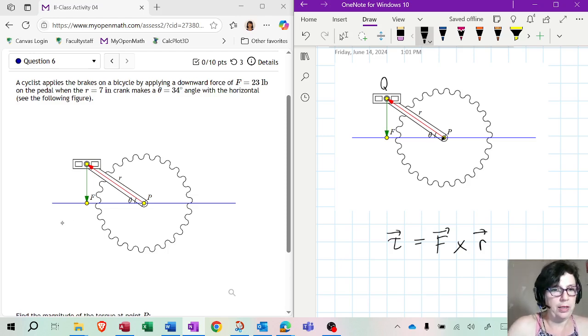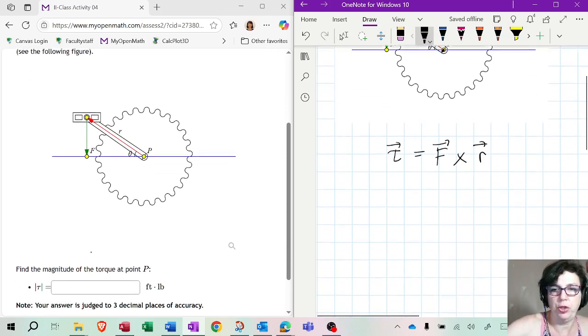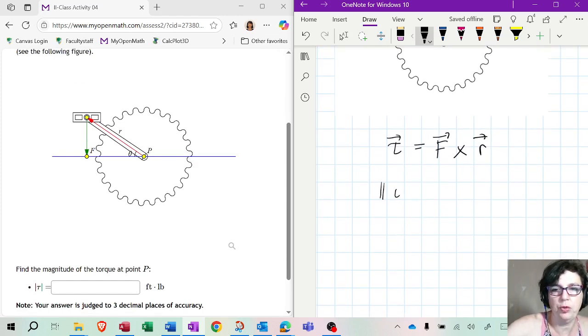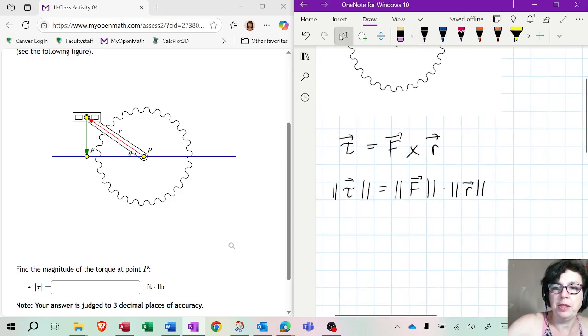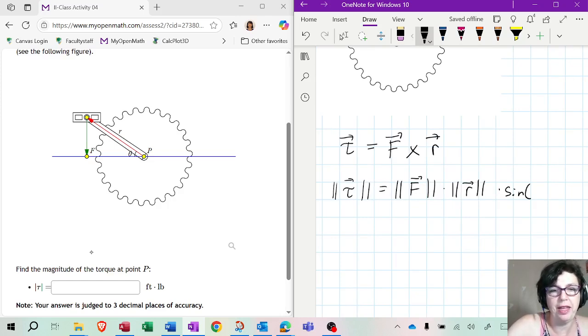Now, here in the question, they actually want me to find the magnitude of the torque. So the magnitude of the torque is just like the formula for the magnitude of the cross product: the magnitude of the force multiplied by the magnitude of vector r, and then multiplied by the sine of the angle between them. So usually we put theta. The problem is in this question, the theta they drew is not the theta that is in this formula. So I'm going to just call it alpha. And so alpha should be the angle between F and r.